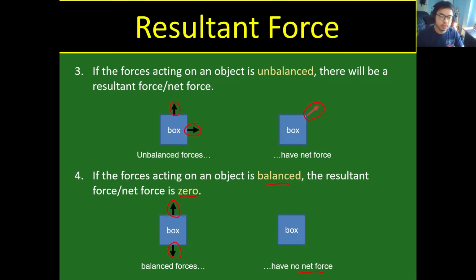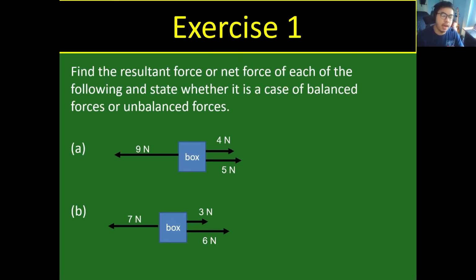There's no resultant force. Let's try exercise 1 and try to determine the resultant force of each of these forces, and then we can write down whether the forces are balanced or unbalanced. In this first example, you have 9 Newton to the left, and 4 Newton and 5 Newton to the right. Since the 4 and 5 Newton are in the same direction, they add together to become 9 Newton in total. Then there's 9 Newton to the left and 9 Newton to the right in total, and these two cancel out each other. So 9 Newton minus 9 Newton, the resultant force for A is actually 0.